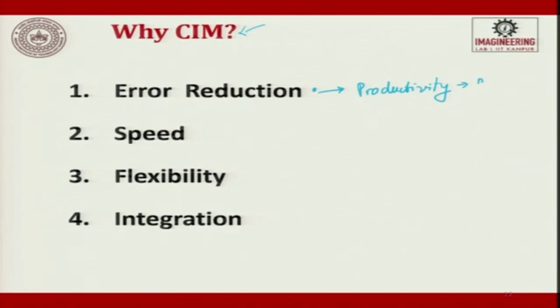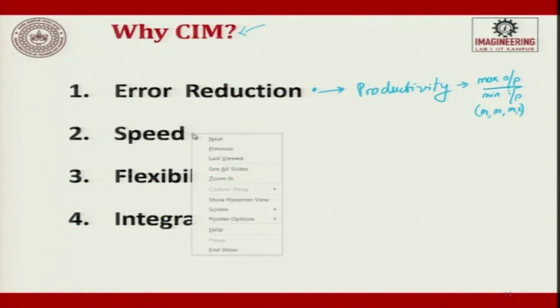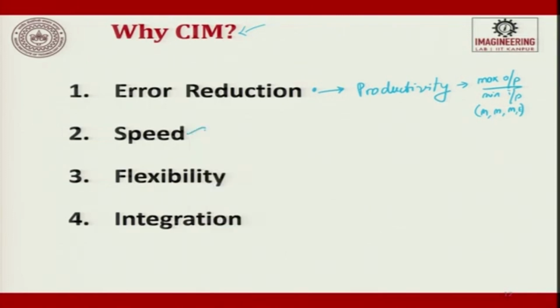Productivity is maximum output by minimum input. For example, producing maximum output with respect to minimum input, where I am talking about input as man, material, machine, and today people also talk about energy. So, with minimum input we try to get the maximum product. So, it also tries to increase the speed of production.